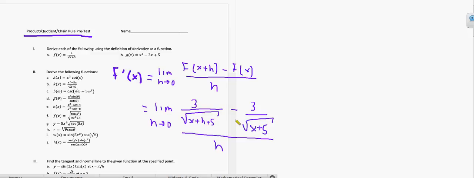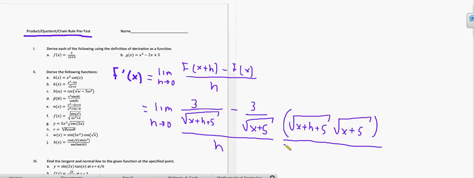So we've got these radicals in the bottom. What we're going to do is multiply through by a common denominator on top and the bottom here. So I'm going to multiply by the square root of x plus h plus 5 times the square root of x plus 5 on the top. And to keep it the same, I'm going to multiply by the same on the bottom as well.